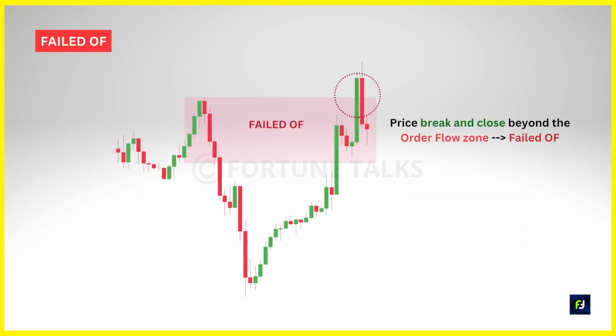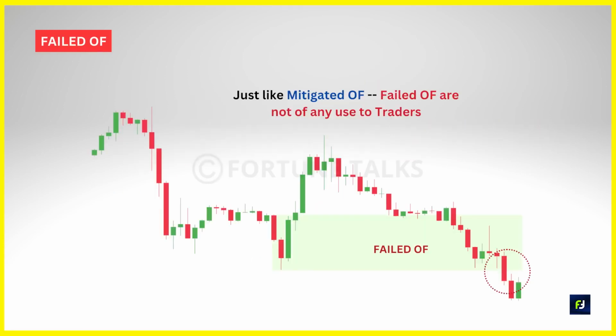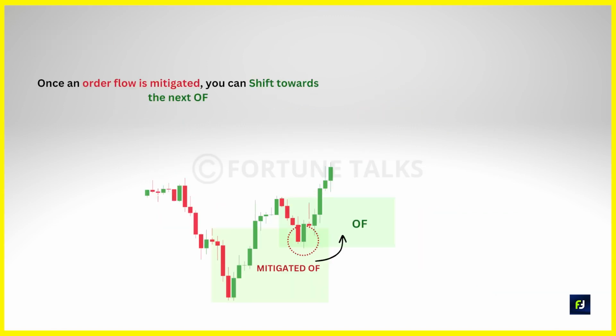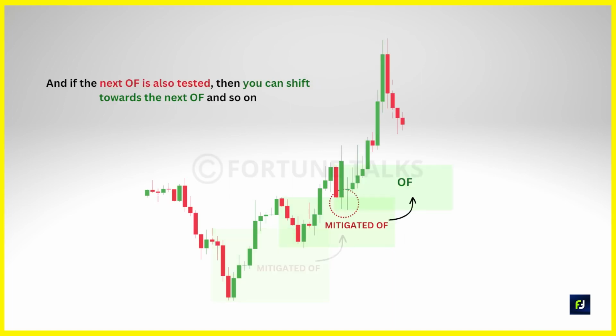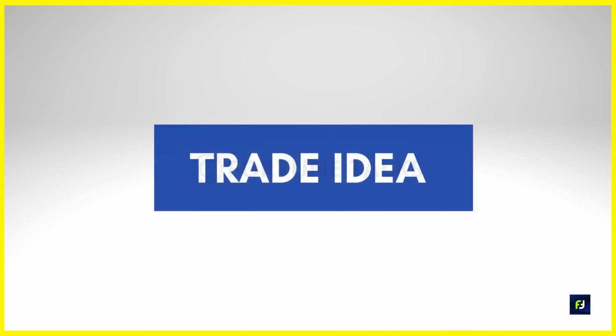Now what is a failed order flow? It is an order flow which we have identified and marked, through which the price passes through. Just like a mitigated order flow, failed order flows are of no use to a trader. Another point to keep in mind is that once an order flow is mitigated, you can always shift towards the next one, and if the next one is also tested, then you can shift towards the next order flow and so on.